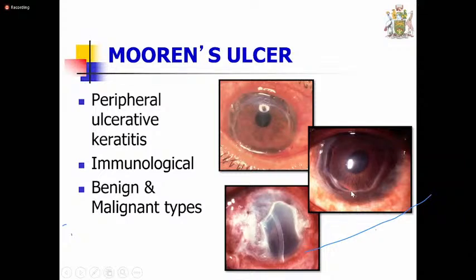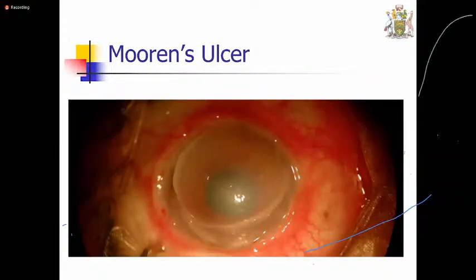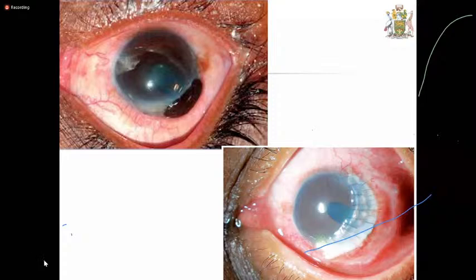So the cause is immunological, and we have benign and malignant types. What happens is, like I said, it starts first like a crescent, but it continues slowly to affect the whole cornea. It can affect the 360 degrees, and it leads to what is called a contact lens cornea. It ends up looking like you put a contact lens on top of the eye. Then you end up having perforation if it continues without being managed.